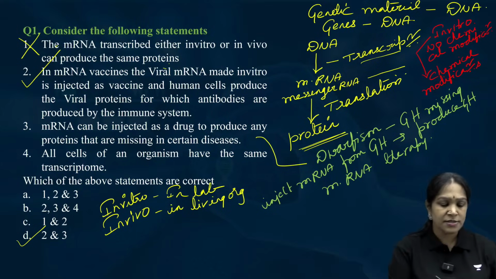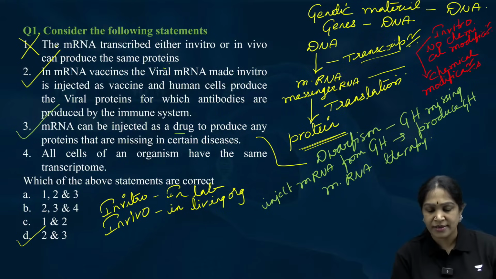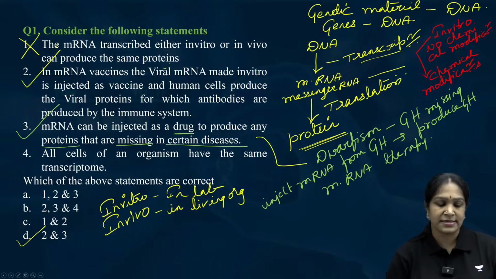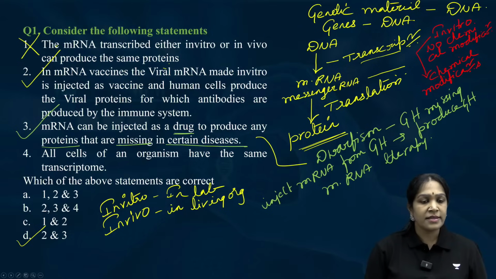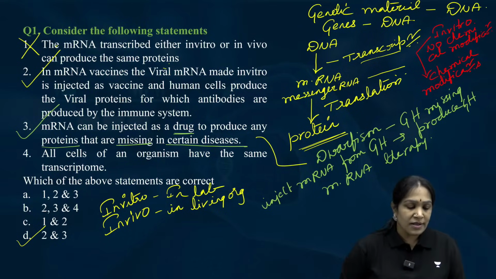Yes, so this is also possible. mRNA can be injected as a drug, as a medicine, to produce any proteins that are missing in certain diseases. Is the third statement correct? Yes.